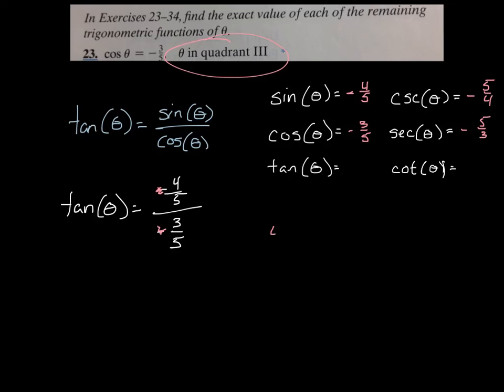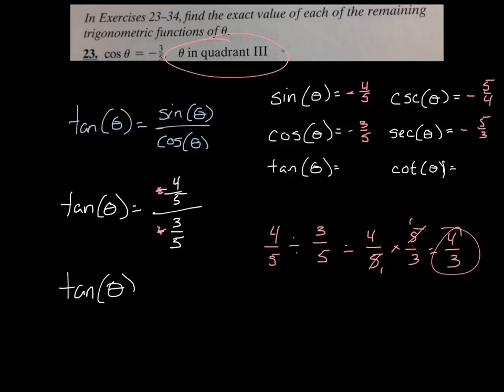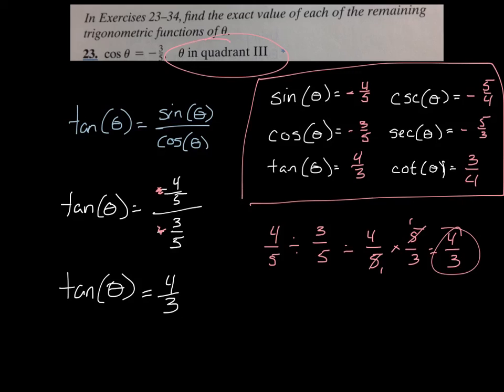I'll just do that on the side here. I got 4/5 divided by 3/5. Invert and multiply. And I get 4/3. So that means the tangent of theta equals 4/3. So I have that now. And then cotangent is easy. It's just the reciprocal of tangent, so it would be 3/4. And there are all my trigonometric values.